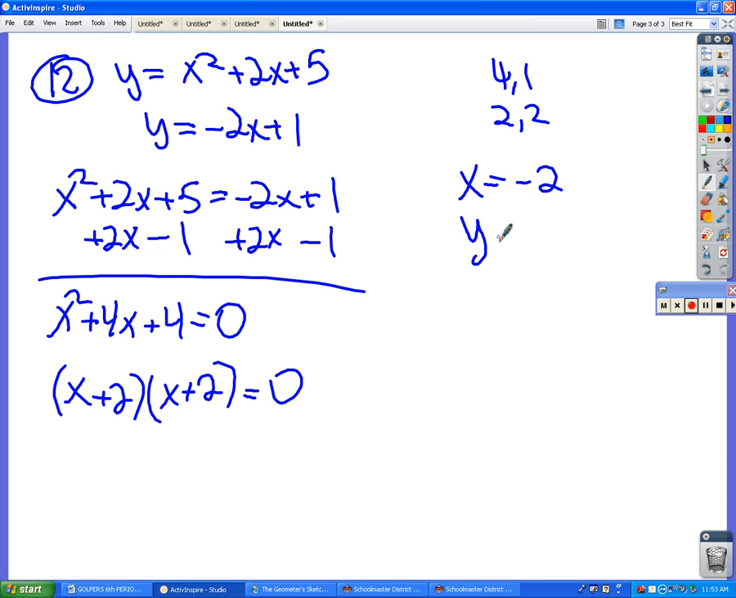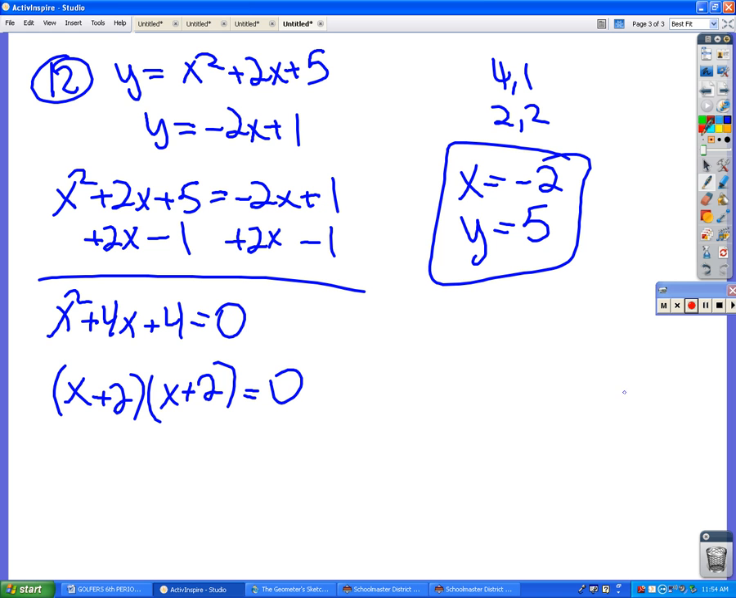All right, now I need to take that and plug it into here to figure out what y is. So negative 2 times negative 2 is 4, and 4 plus 1 makes 5. All right? Kind of getting the hang of it? Sinking in a little bit?